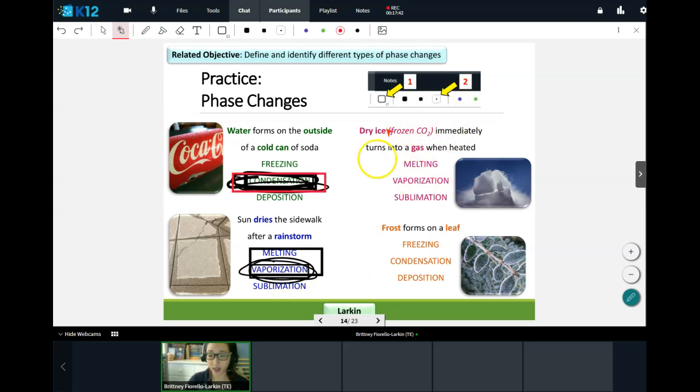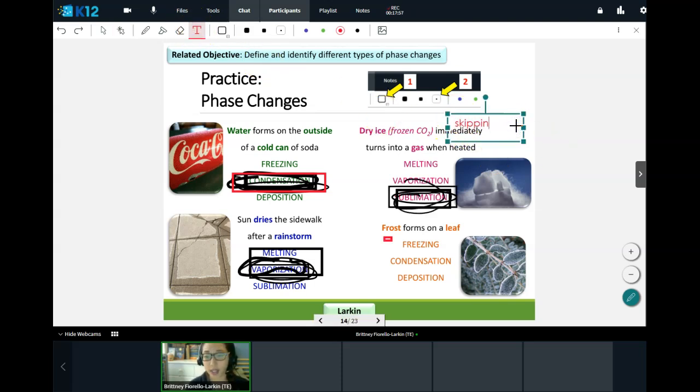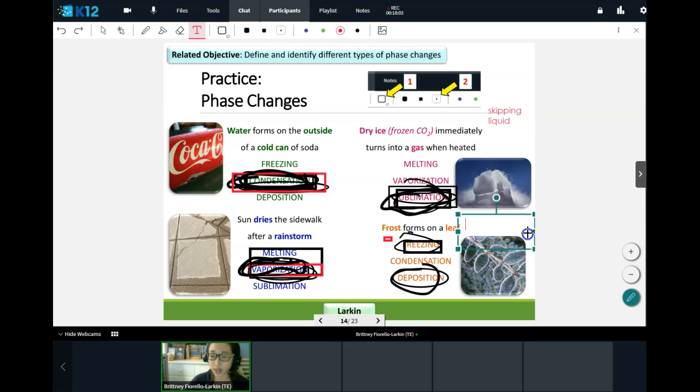These ones on the right are a little bit trickier. Let's think back to that new vocab that we learned. Again, dry ice, which is solid CO2, turns directly into a gas when heated. So is that melting, vaporization, or sublimation? Again, it's skipping the liquid phase. And same thing down here. This one is actually also skipping the liquid phase, but in reverse, right? So frost forming on a leaf goes from a gas to a solid. Again, we're skipping the liquid phase. So there's some new vocab that we need to remember for that last one.